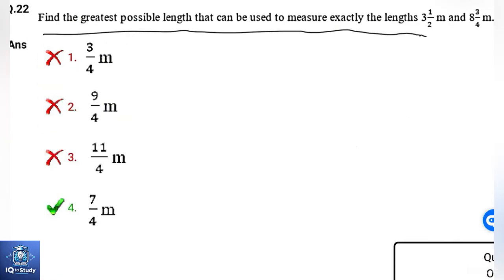Find the greatest possible length that can be used to measure exactly the lengths 3 1/2 meters and 8 3/4 meters. Given lengths are 3 1/2 and 8 3/4. It can be written as 7/2 and 35/4.